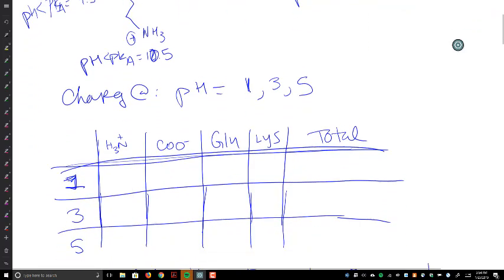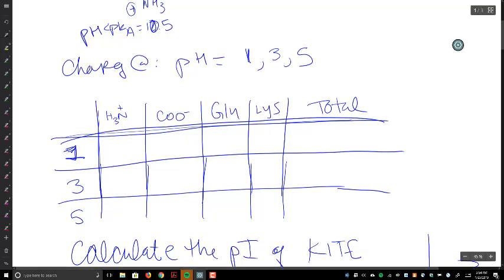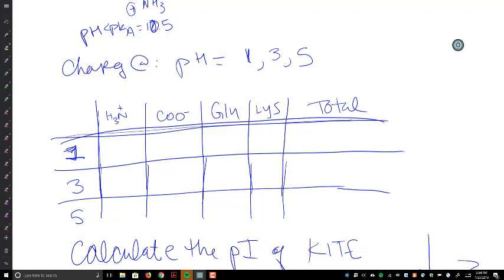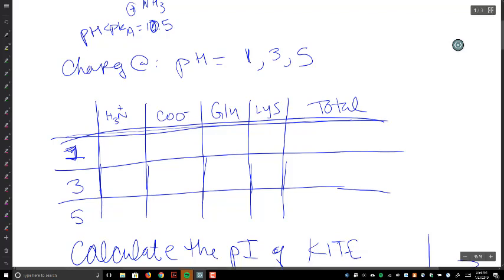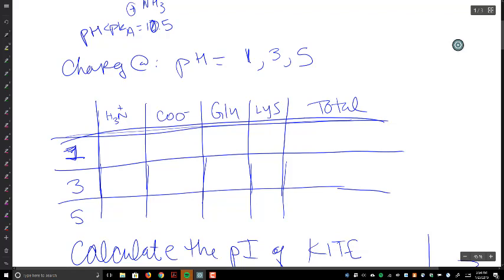All right, so the way that I like to do this, I like to make a table where I chart out the pHs we want to look at in the rows, and then the charge of the individual pKa group or ionizable group at that pH in columns. So a column for each ionizable residue, and then the total charge.